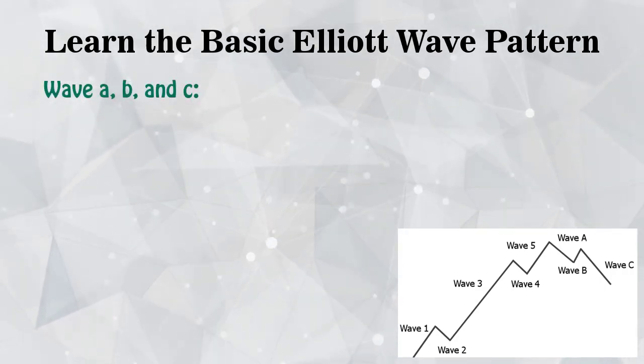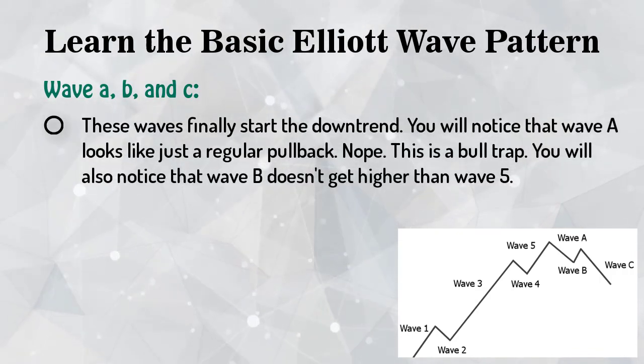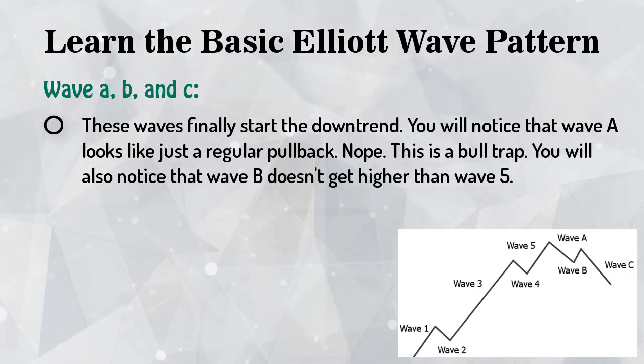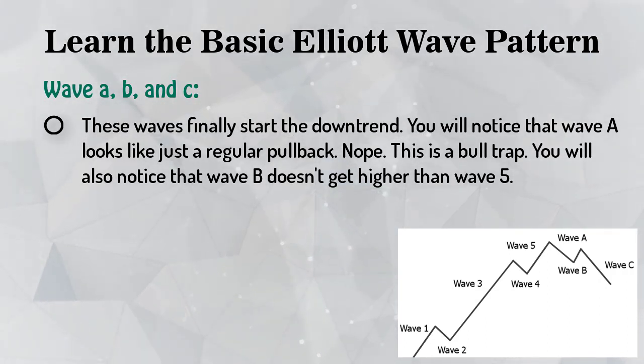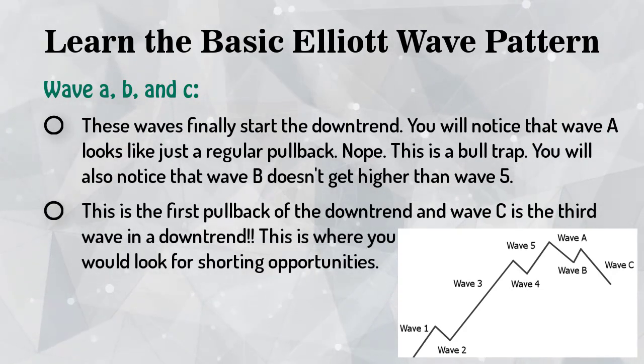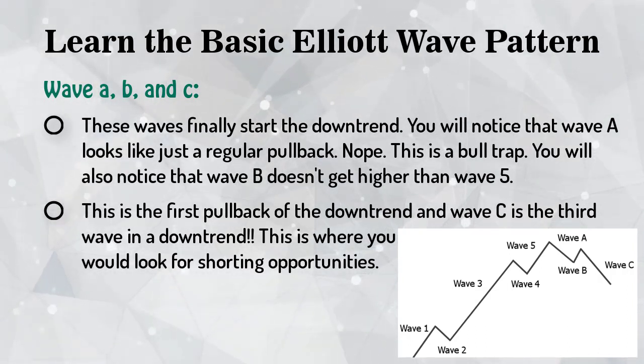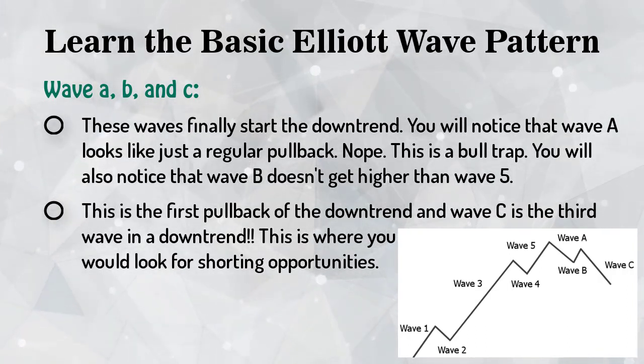Wave A, B, and C. These waves finally start the downtrend. You will notice that Wave A looks like just a regular pullback. Nope, this is a bull trap. You will also notice that Wave B doesn't get higher than Wave 5. This is the first pullback of the downtrend and Wave C is the third wave in a downtrend. This is where you would look for shorting opportunities.